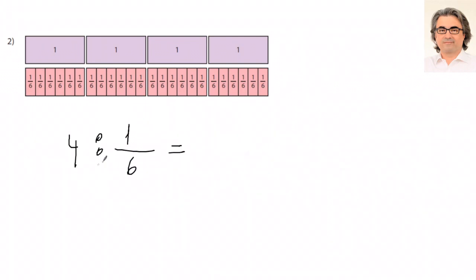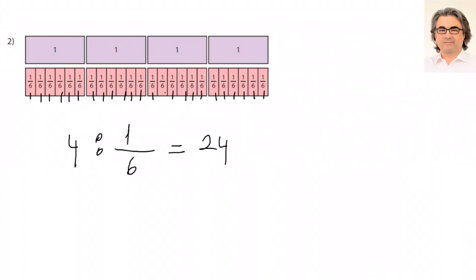So in 4, how many 1 over 6 do I have? Let's count it. 1, 2, 3, 4, 5, 6. In total 12. 18. 18 plus 6 is 24. So in the result, I have finally 24 if I divide 4 by 1 over 6. I think you understood these two models very well.